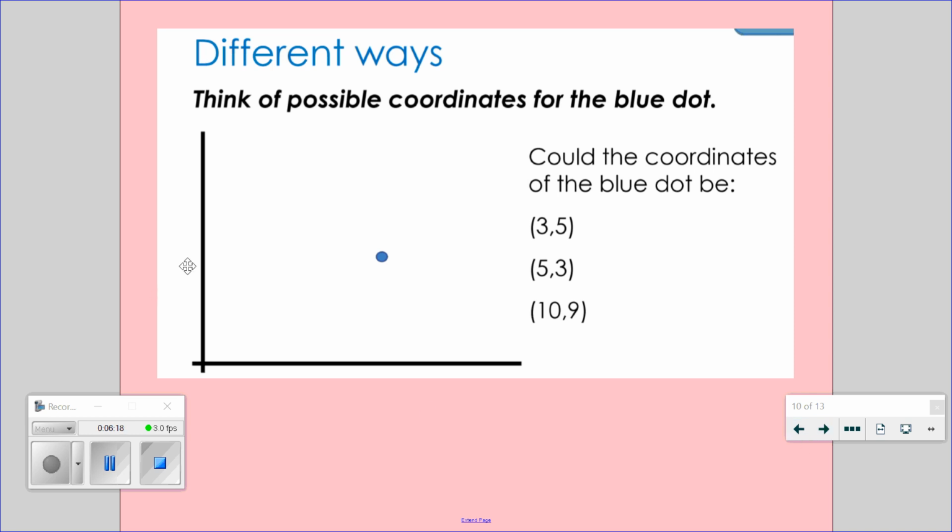So here we have an X line and a Y line, but we have no numbers on it. And we have these positions or descriptions, which are called coordinates, to describe the position of the blue dot. So if we look at the first one, could it be 3 units from one line and 5 from the other? Or could it be that this description works better? Or maybe this one? Have a go and see what you think.